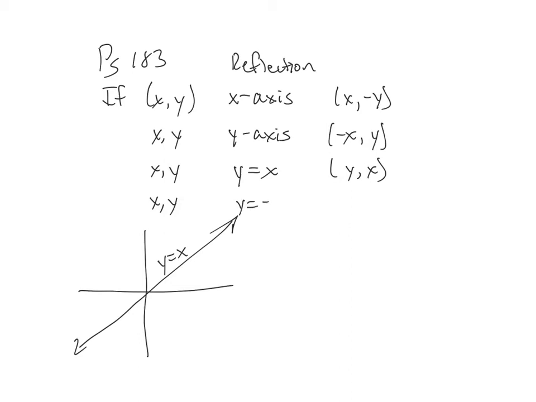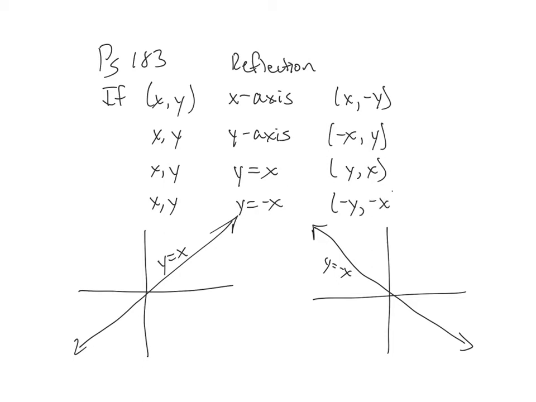And then if you have a reflection in the line y equals negative x, which looks like that, you'll reverse them and do the opposite sign. So in this context, a negative sign will just mean do the opposite. Okay, so it's not a bad thing to memorize, to help you with.